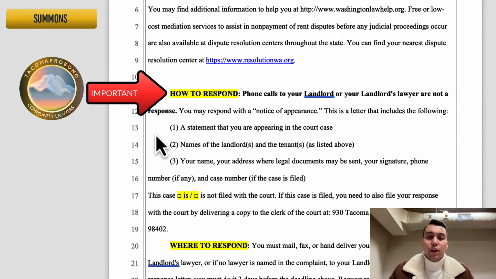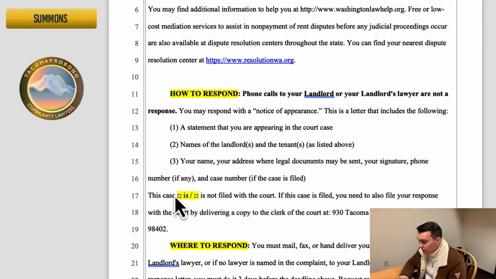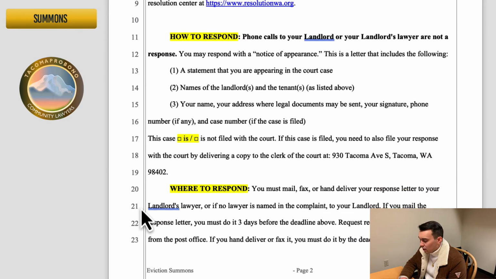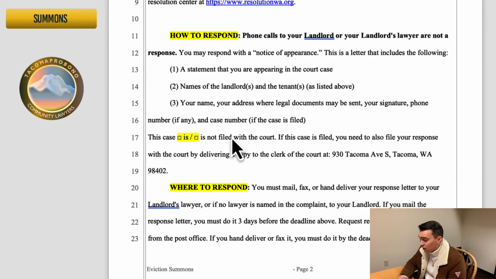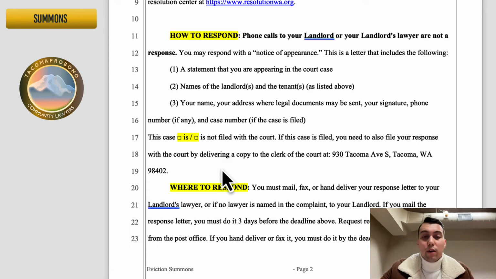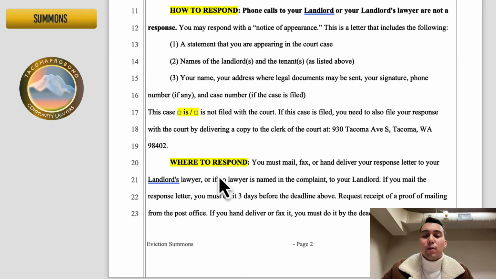You'll also see that I highlighted these boxes here to indicate whether or not the case is or is not filed with the court. Generally speaking, if the box for is not filed with the court is checked, that means, of course, the case has not been filed in court yet, and you'll have some more time before a hearing date is set. But don't let that fool you. Regardless, you want to get in and respond as soon as possible, because the earlier you can get in and respond, the earlier you can seek the assistance of counsel and get some help with this eviction proceeding.